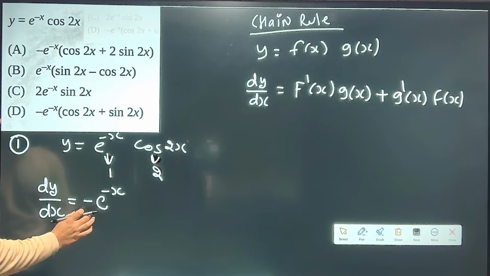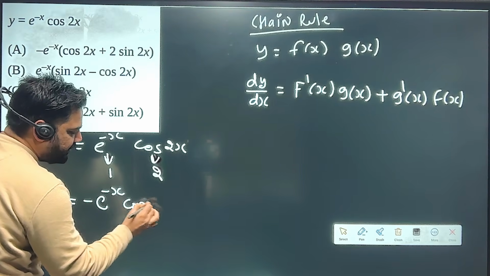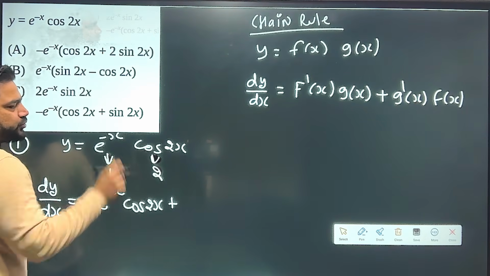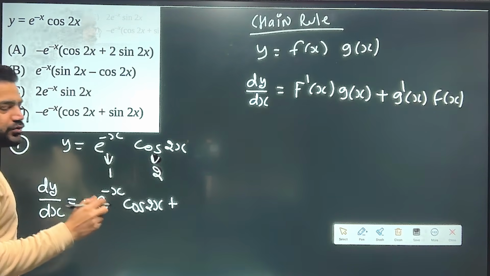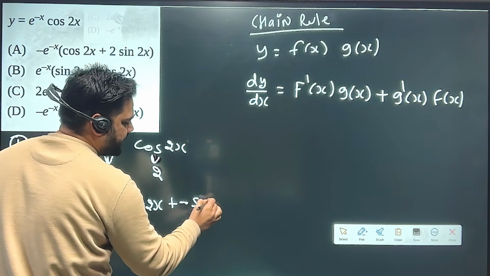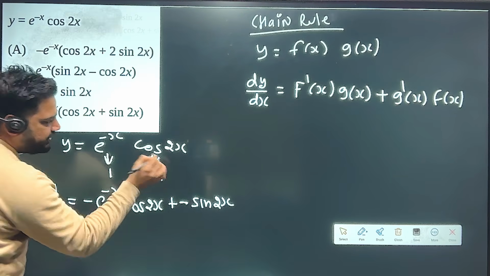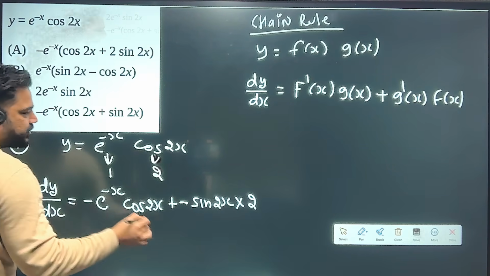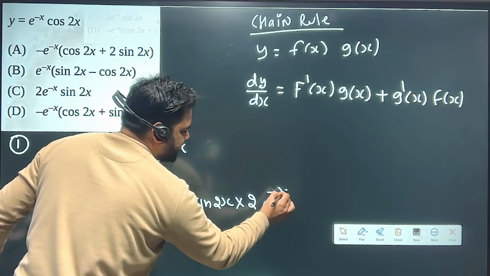This is our differentiation, and cos 2x will remain the same, and then plus we will do the differentiation of cos 2x. So what is the differentiation of cos? Cos differentiation is minus sine. So minus sine 2x, and then 2x differentiation is again into 2, and this first function will remain the same. This is the basic differentiation.